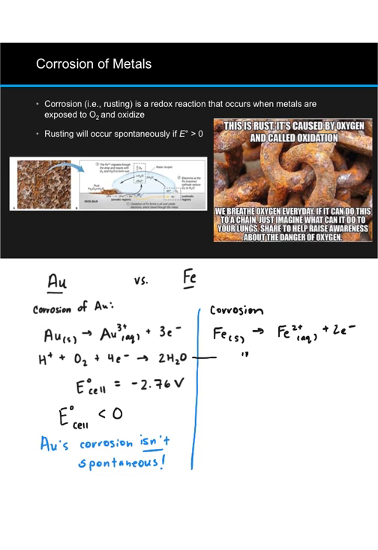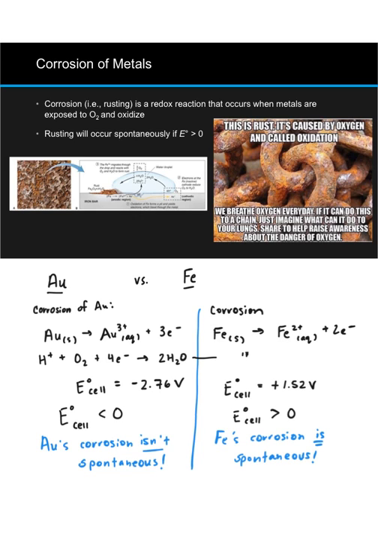But overall, our standard cell potential is a little bit different for iron. Here, it's positive 1.52. In this case, the standard cell potential for iron's oxidation or corrosion is greater than 0, which suggests to us that iron's corrosion is spontaneous, in contrast with gold's. So we expect iron to rust, whereas we don't expect gold to rust.